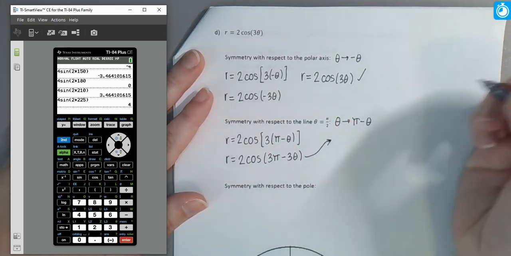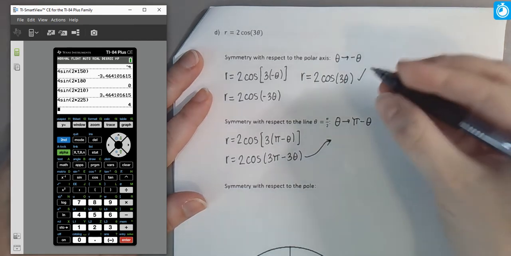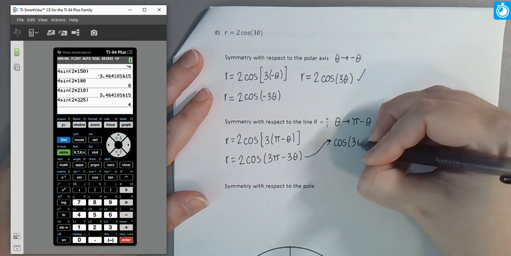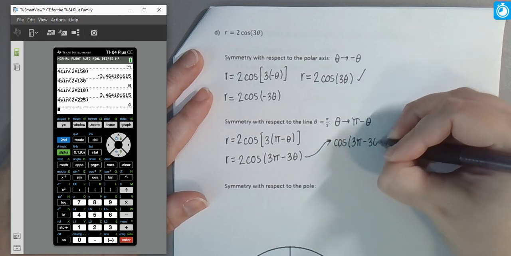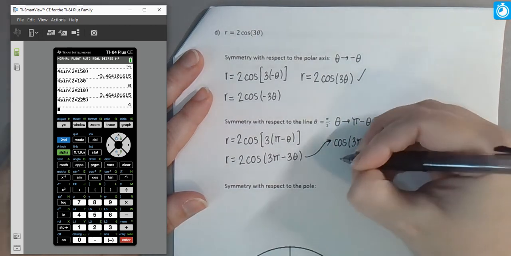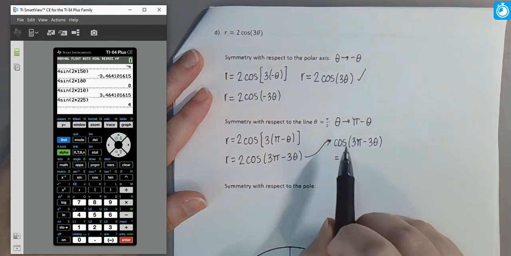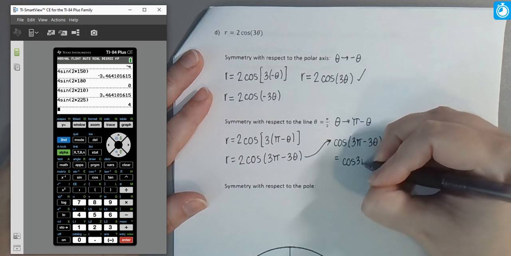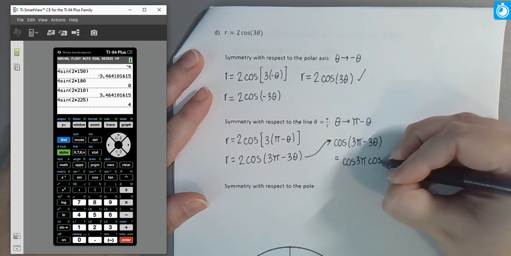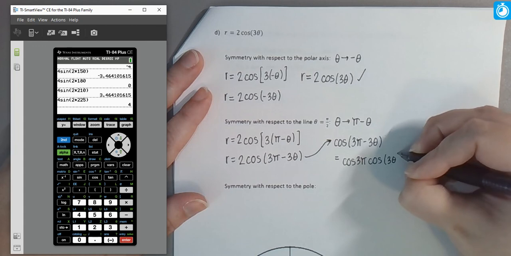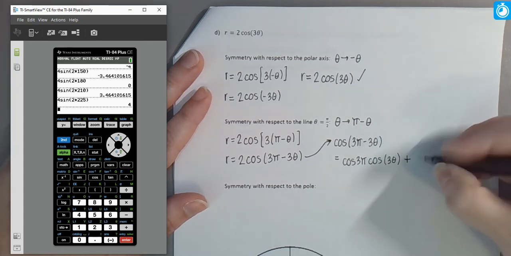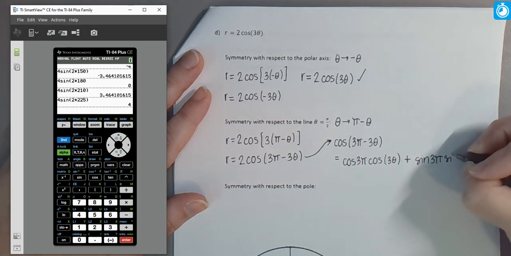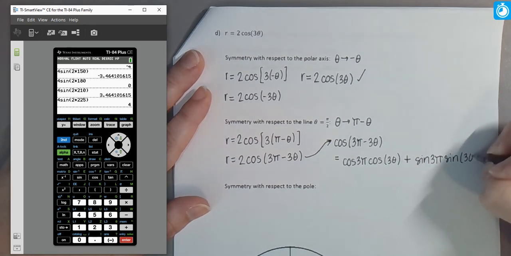In this case, we have to use the difference rule for cosine. So we have cosine of 3 pi minus 3 theta. And again, the difference rule tells us to break that up, that's going to be the cosine of each. So cosine of 3 pi, cosine of 3 theta, plus the sine of 3 pi times the sine of 3 theta.